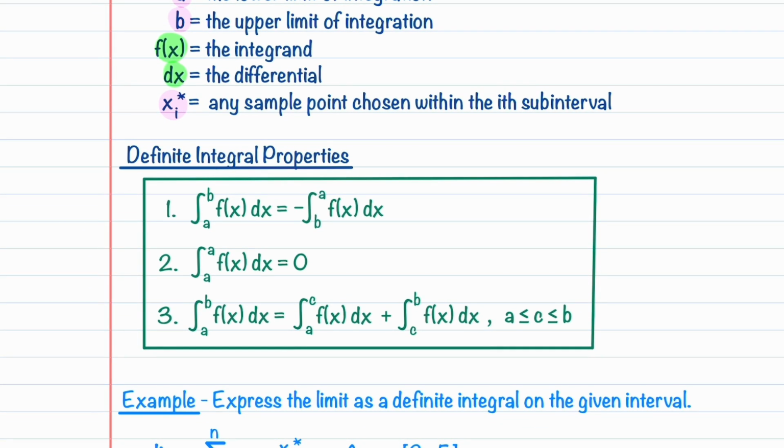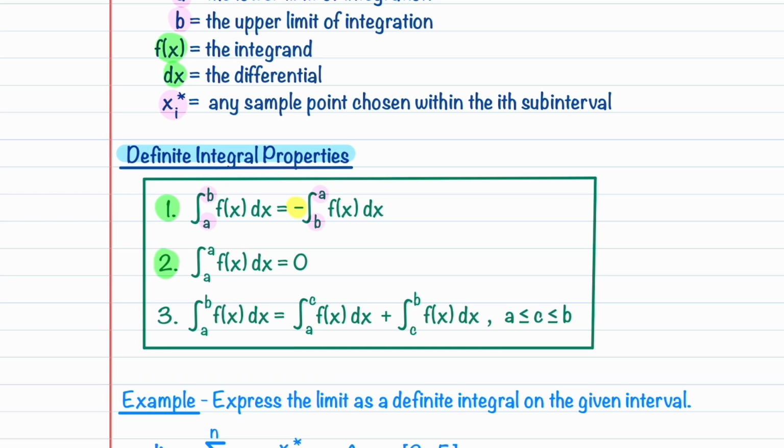Let's now go over 3 really important properties of definite integrals. The first property tells us that the integral from a to b of f of x dx is equal to minus the integral from b to a of f of x dx. You just have to remember, if you switch the limits of integration, you have to multiply by a negative.